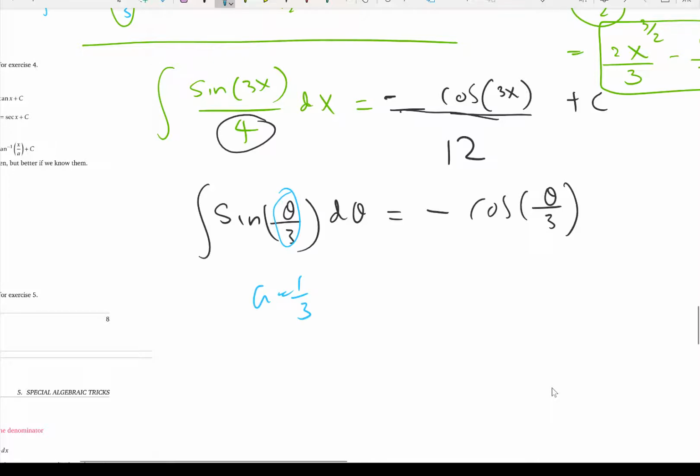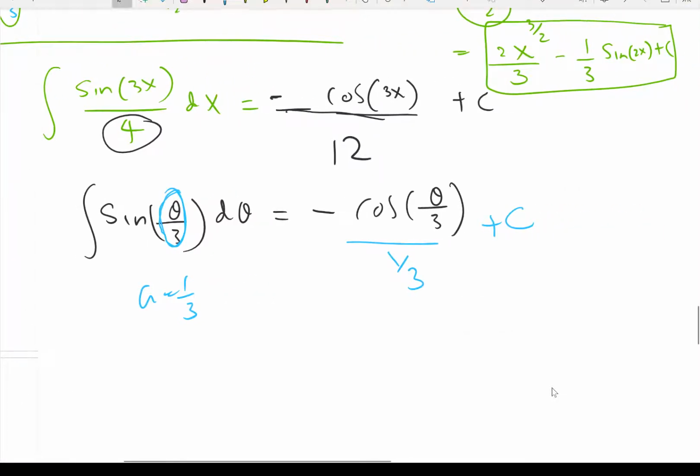So understand that. Here the variable is theta. The constant that it multiplies is 1 over 3. So you have multiplied theta by 1 over 3, so you divide. A is 1 over 3, so you divide by 1 over 3. Those are the tricky things that you need to be very careful about. Dividing by 1 over 3 is the same as multiplication by the reciprocal of 1 over 3. The reciprocal of 1 over 3 is 3. So this is negative 3 times, not sine, cosine theta over 3 plus c.